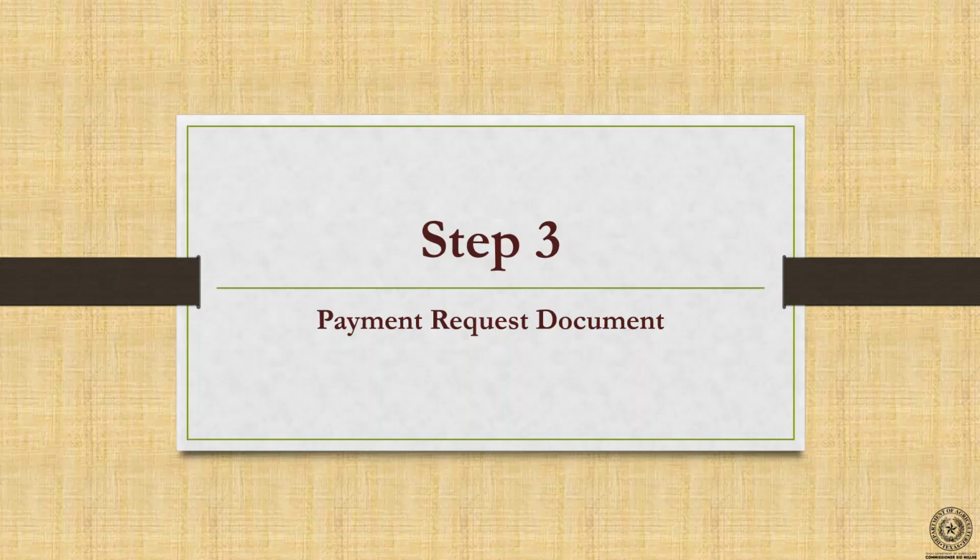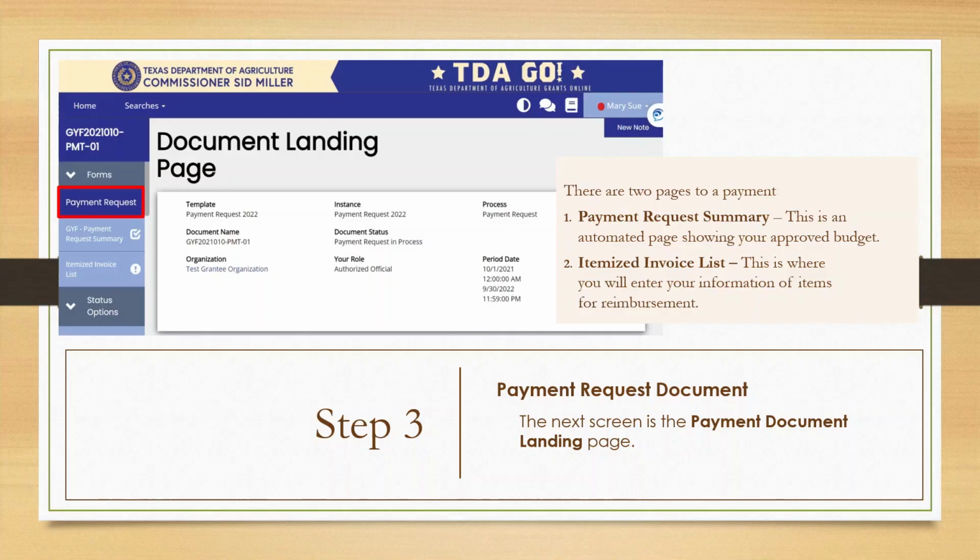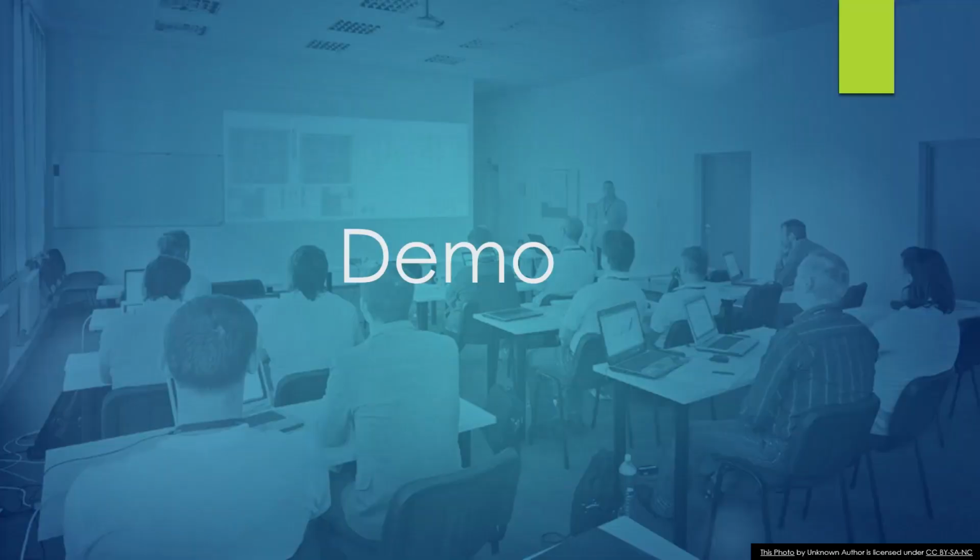Step 3. Payment Request Document. The next screen is the payment document landing page. There are 2 pages to this payment: the payment request summary and the itemized invoice list. The payment request summary is an automated page showing your approved budget. The itemized invoice list is where you will enter your information for reimbursement. Now we will show you a demo.